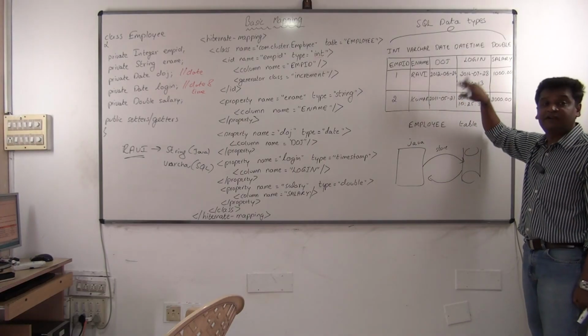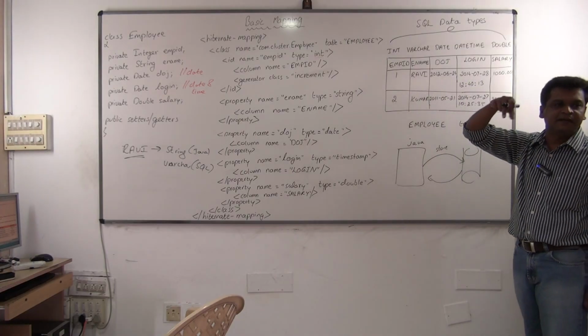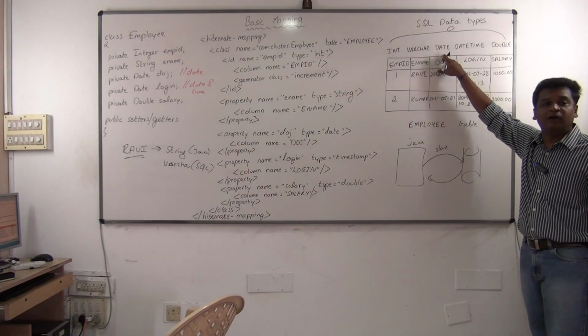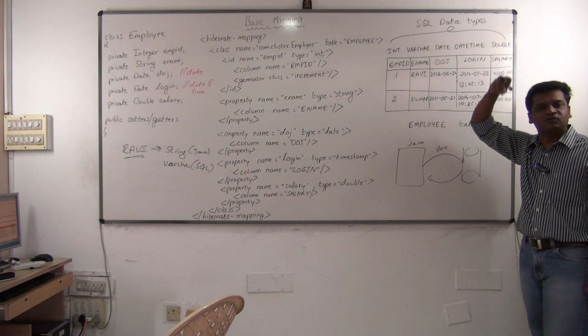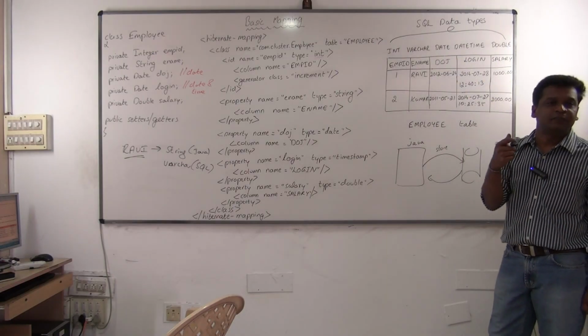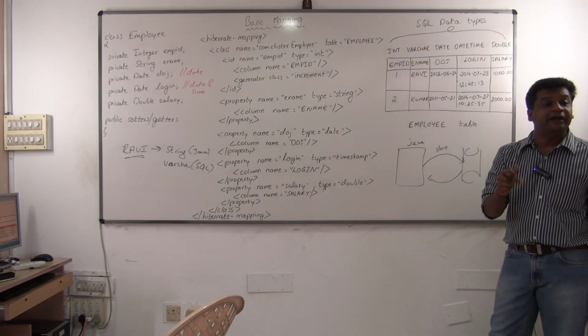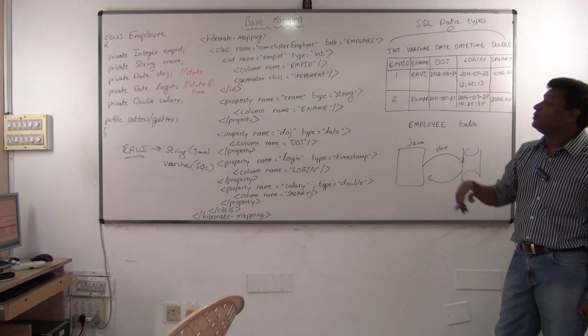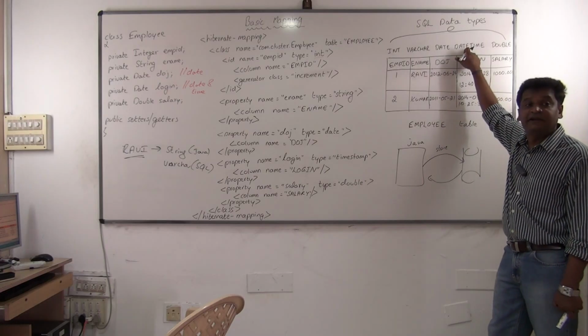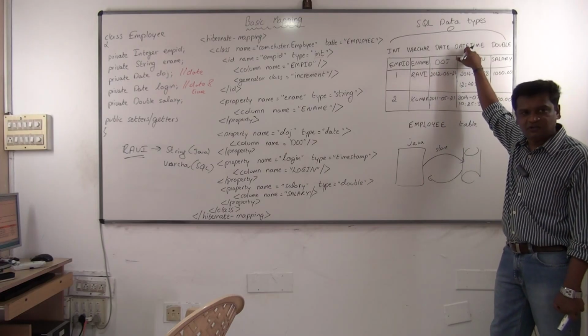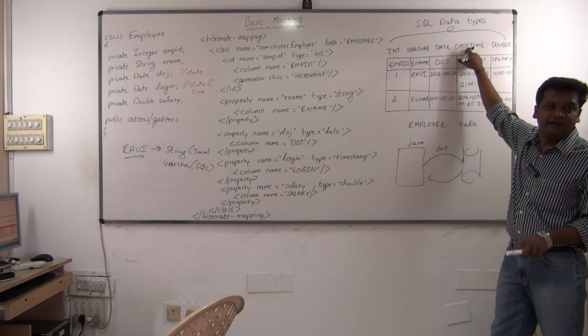So what is the SQL type to store only date? It is a data type called date. So date is an SQL type which can store only what? Date. Clear? Then next, login. So login will have what? Date and time. To store that value, I'll use the data type called datetime. So datetime is again one SQL data type which can store date and time.